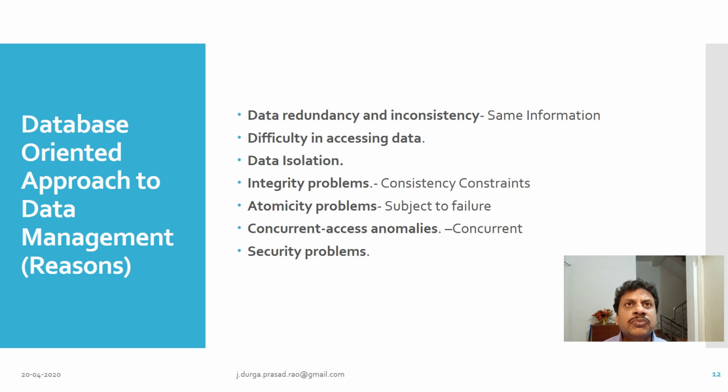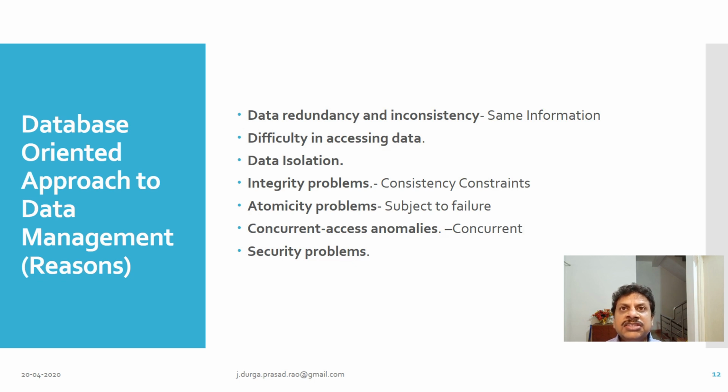Atomicity problem. A computer system, like any other mechanical or electronic device, is subject to failure. In many applications, it is crucial that if a failure occurs, the data be restored to the consistent state that existed prior to the failure. Let us consider an example. Consider a program to transfer rupees 500 from account B to account C. If a system failure occurs during the execution of the program, it is possible that the rupees 500 was removed from account B but was not credited to account C, resulting in an inconsistent database.